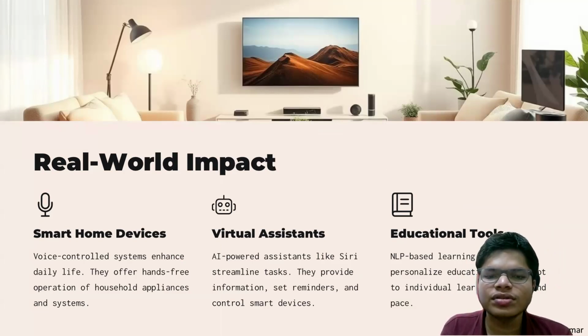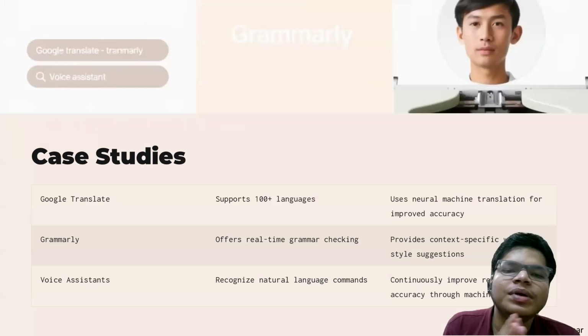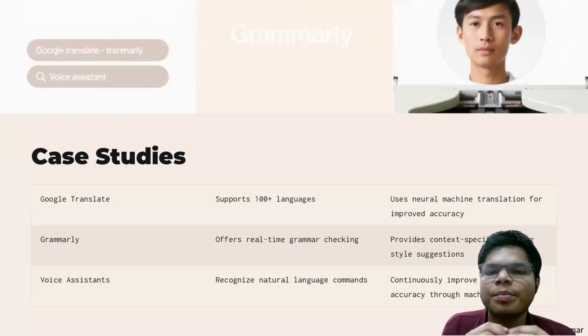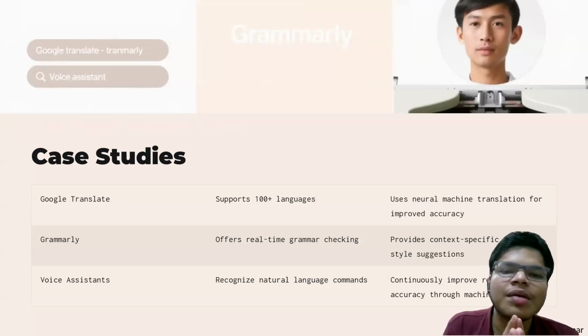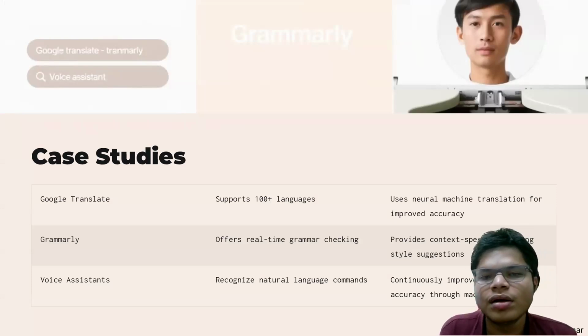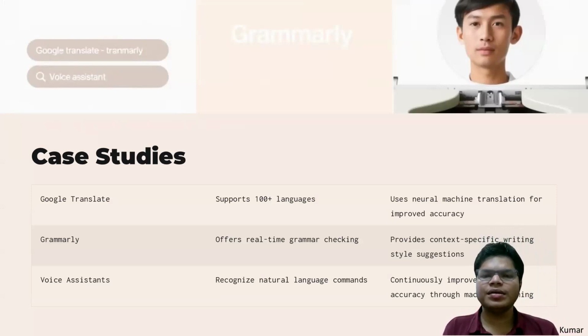Now let's talk about some case studies. Some cool examples of NLP include Google Translate, which helps translate languages for people around the world. Grammarly checks grammar and helps people write better. Voice assistants learn from us to give better answers over time. These tools show how NLP makes communication easier and more effective.